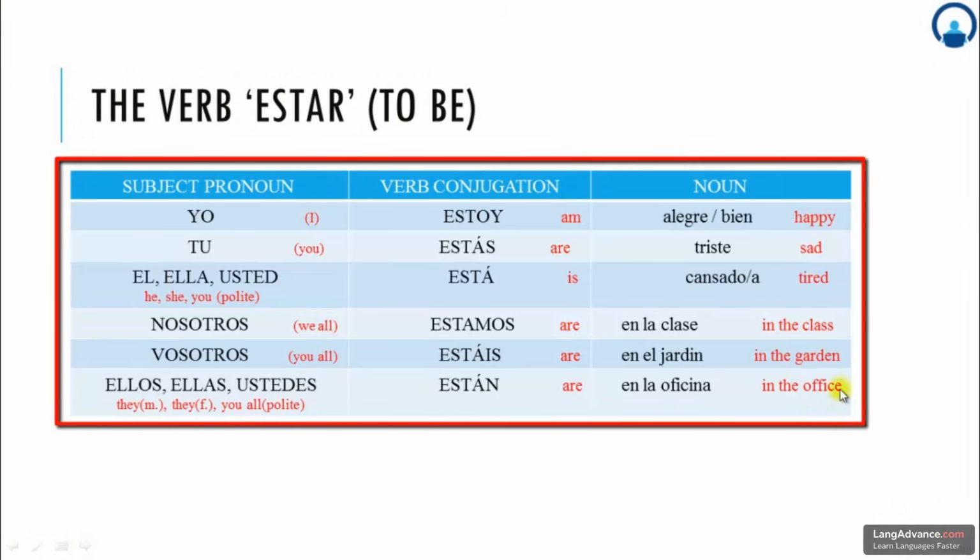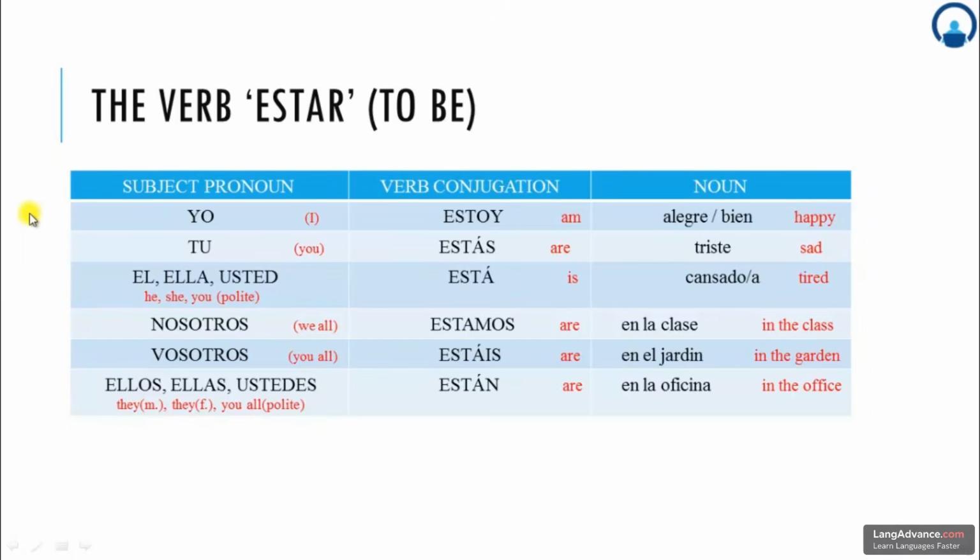Now I'll request you to write these words and the entire table in your notebook and try to learn it as much as you can, as this verb estar is also very important in the grammar of Spanish.